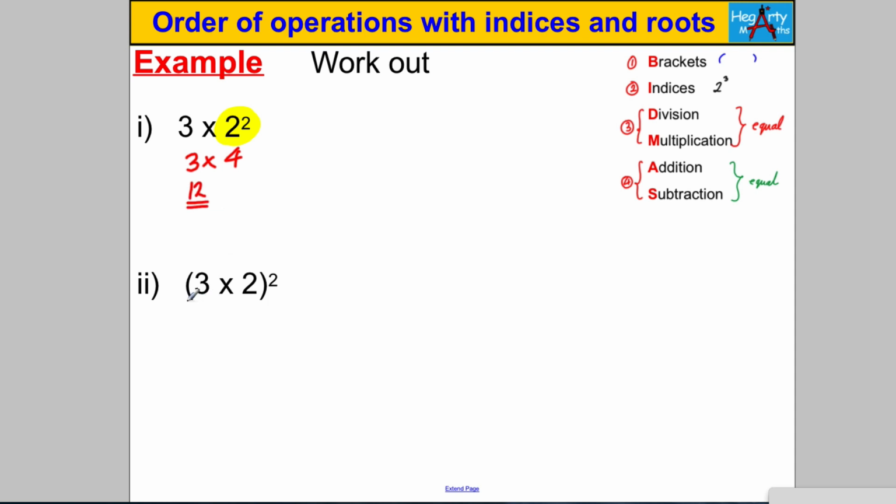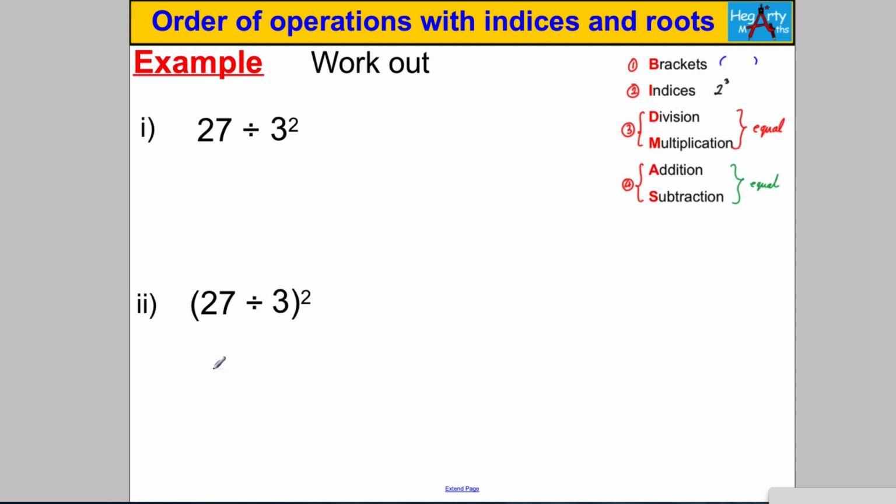Simple. Here we've got brackets, a multiply and an indice. So we should do the thing inside the brackets first, as that's number 1. 3 multiplied by 2 is equal to 6. So we've got to do 6 squared, and 6 squared is 6 times 6, which is 36. We're done. Let's try some more.